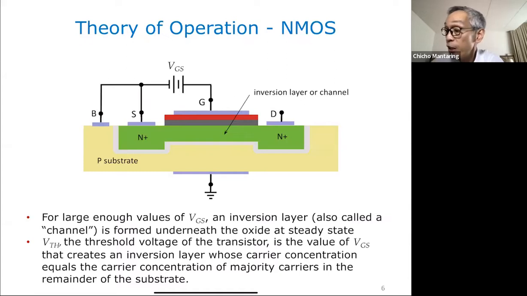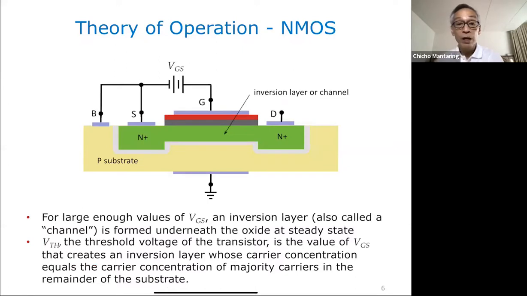So when VGS is large enough, we get an inversion layer here, so that this becomes a contiguous n-type from D to S. And we define the threshold voltage VTH as the value of VGS where the carrier concentration of electrons here is equal to the carrier concentration of holes here. You have a small letter n, the number of electrons per cubic centimeter. The value of n here becomes the same as the value of small letter p here at VGS equal to your threshold voltage VTH.